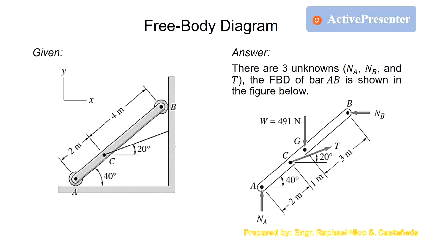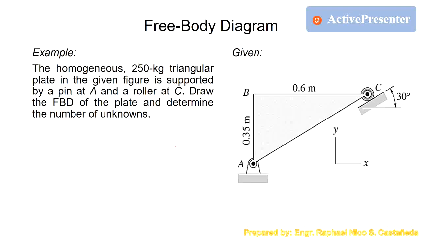As you can see, we have three unknowns, so this is solvable using the equilibrium equations, because we have three equations: summation of forces in x, summation of forces in y, and summation of moments at any point. The three unknowns are two normal forces and the tension in the cable. So this is our final answer for the free body diagram.